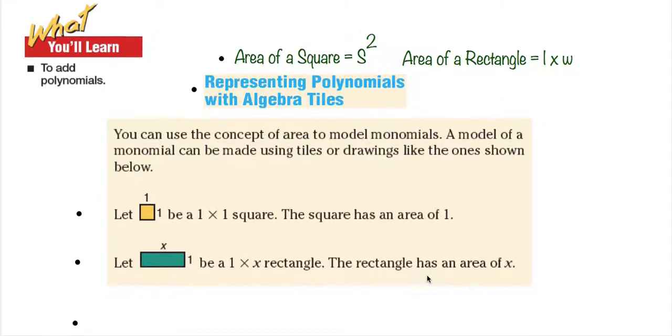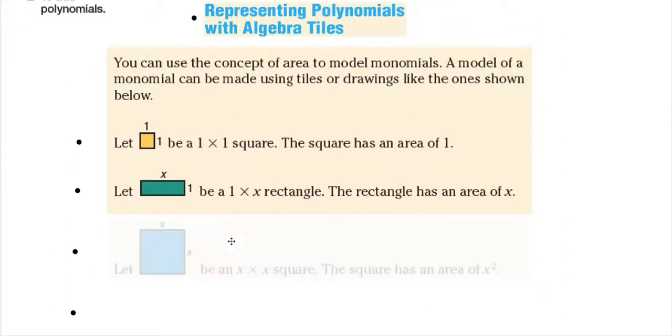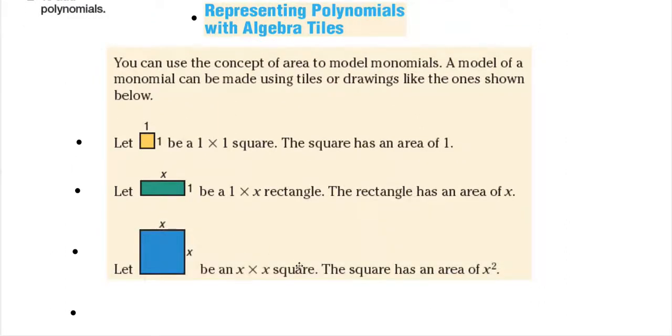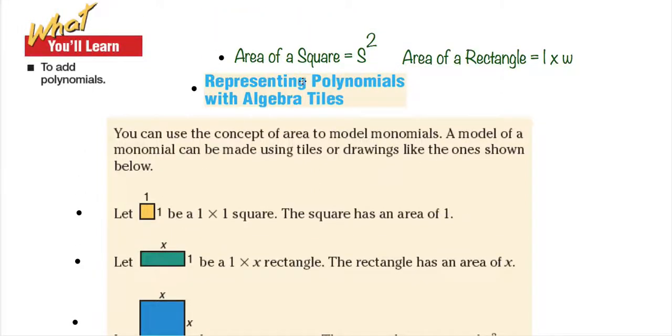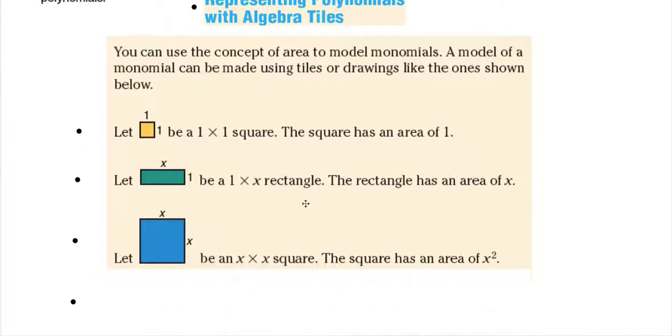The third model we're going to talk about is the x squared tile. Why is this x squared? Because it forms a square and each side has a measure of x, and we know the area of a square is s squared. So here we simply multiply x times x, and we come up with x squared. So this is an x squared tile.